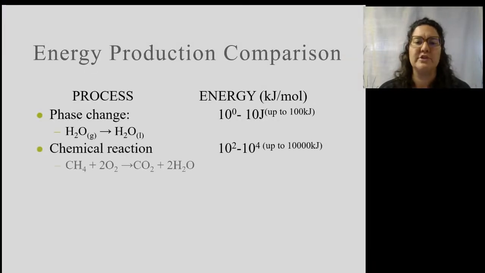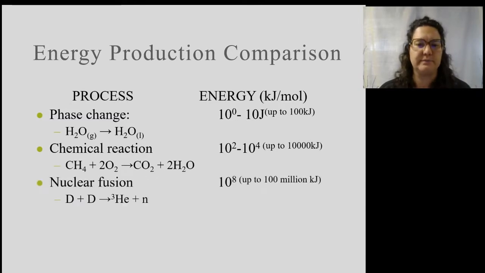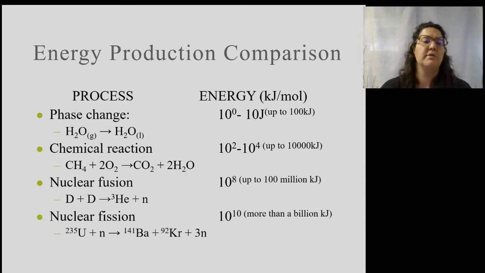So when we look at the energy production of different reactions, if we have a phase change reaction, like we condense water, this is a change of up to 100 kilojoules. So it does produce some energy, but not very large amounts of energy. Now, a chemical reaction like combustion produces up to a 10,000 kilojoule energy change. So a much more useful amount of energy is going to be released in these reactions.